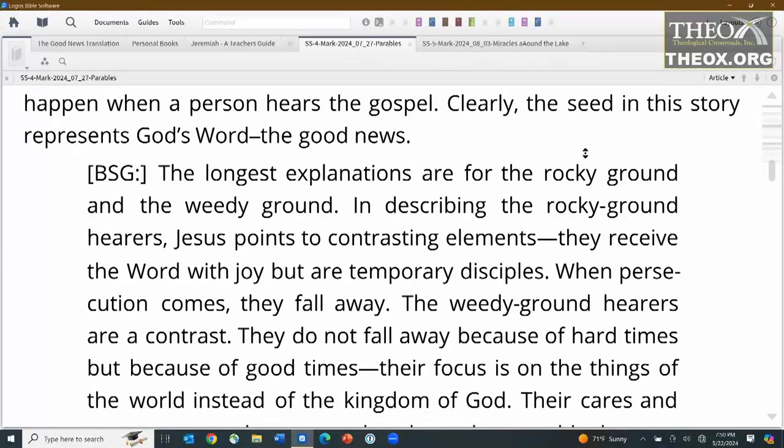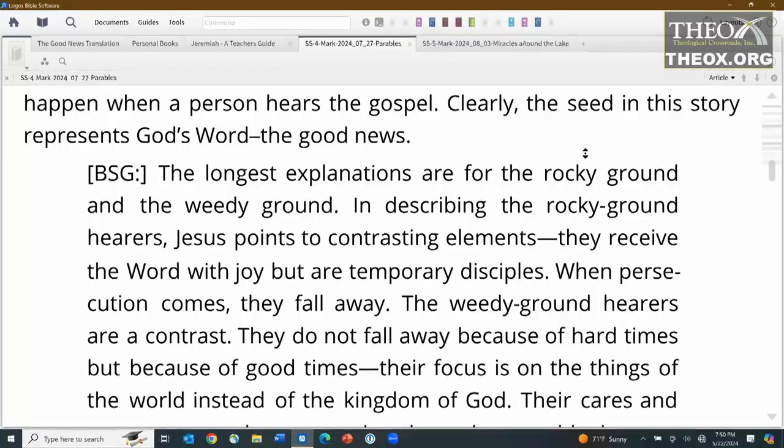Okay. We have to be careful about interpreting every detail. We're supposed to look at the big picture, I think we're going to say. Jesus was not trying to describe every possible reaction that could happen when a person hears the gospel. Clearly, the seed in this story represents God's word, the good news. The longest explanations are for the rocky ground and the weedy ground. In describing the rocky ground hearers, Jesus points to the contrasting elements. They receive the word with joy, but are temporary disciples. When the persecution comes, they fall away.